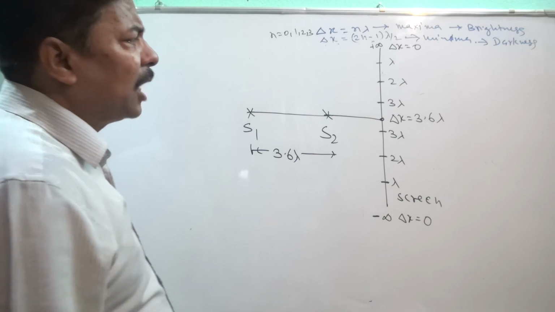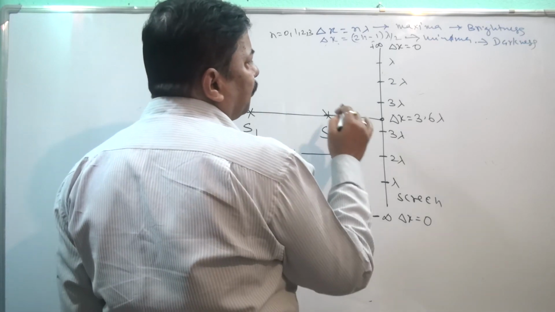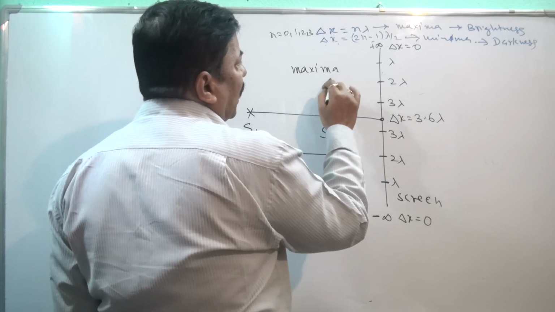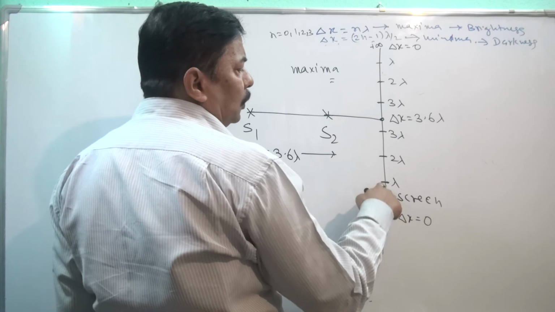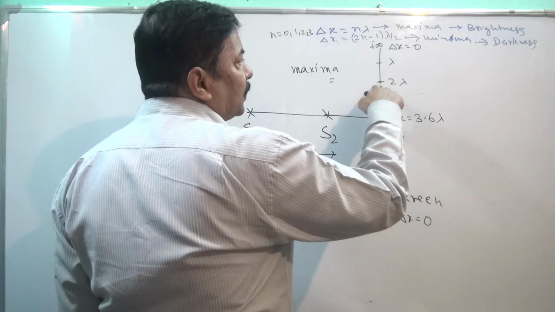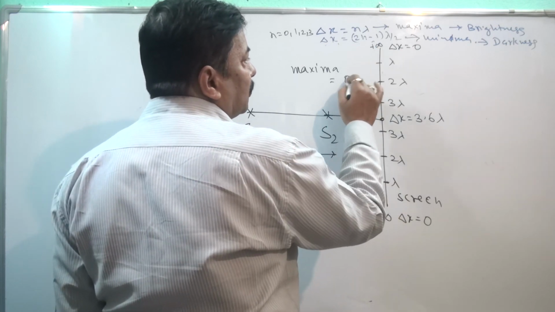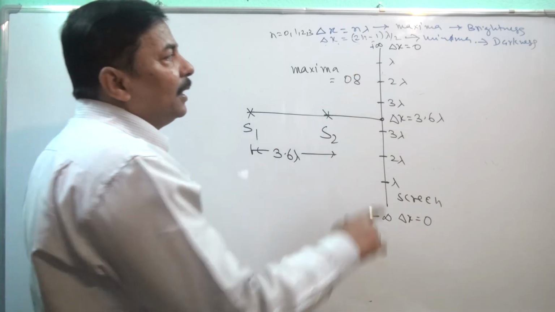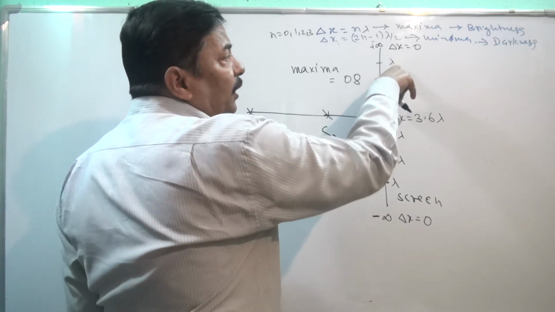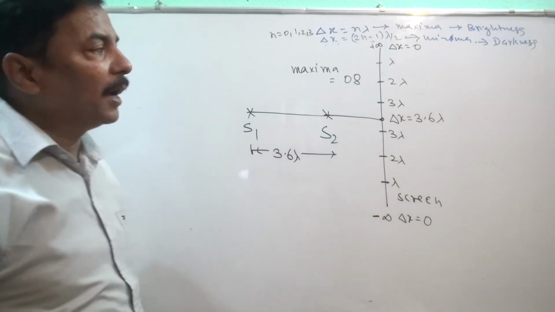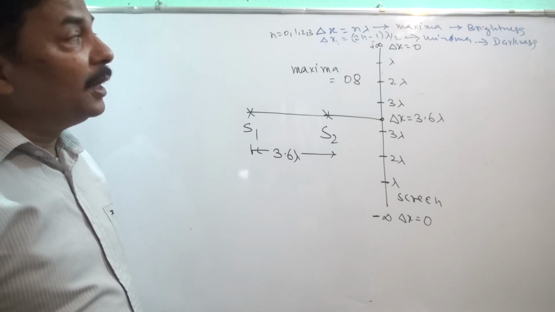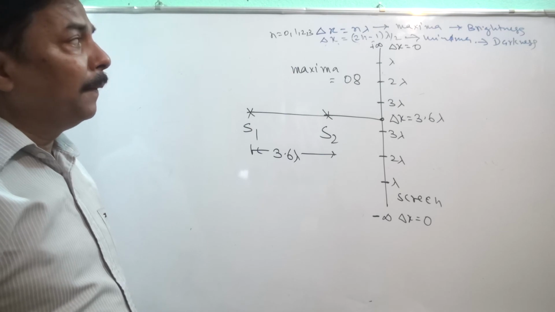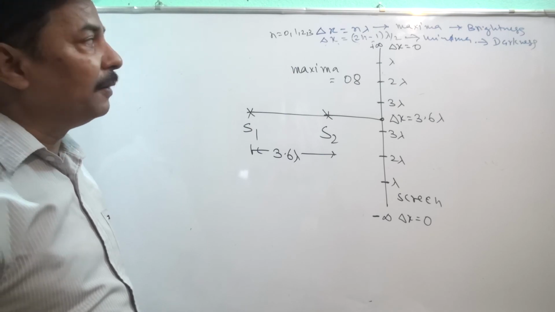So number of maxima is how much? Number of maxima we will get as 1, 2, 3, 4, 5, 6, 7, 8. Number of maxima we are getting is 8, because wherever the path difference is 0 or an integral multiple of lambda, we will be getting the maxima.